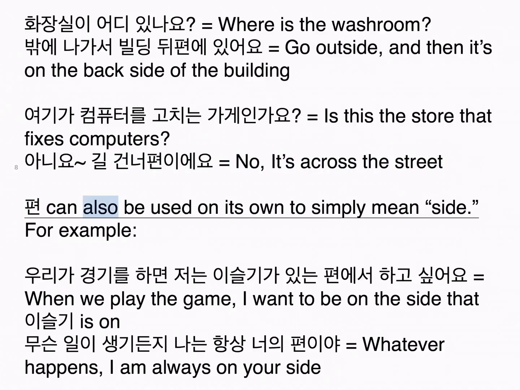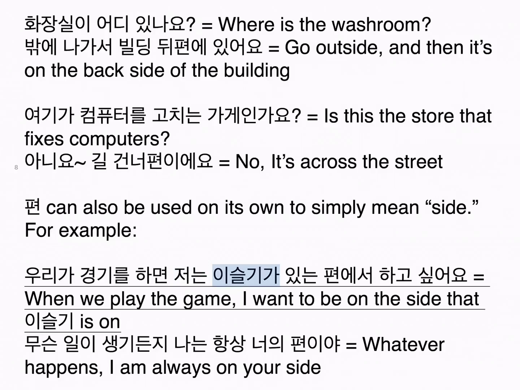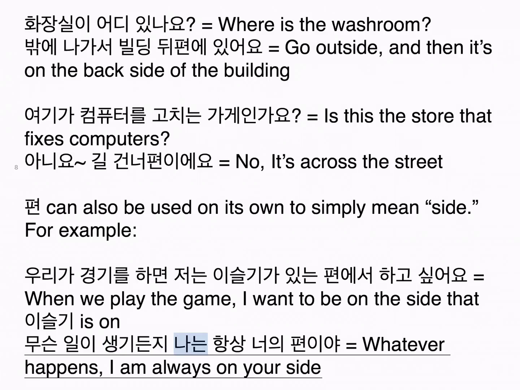편 can also be used on its own to simply mean side. For example, 우리가 경기를 하면 저는 이슬기가 있는 편에서 하고 싶어요. When we play the game, I want to be on the side that 이슬기 is on. 무슨 일이 생기든지 나는 항상 너의 편이야. Whatever happens, I am always on your side. Full stop.